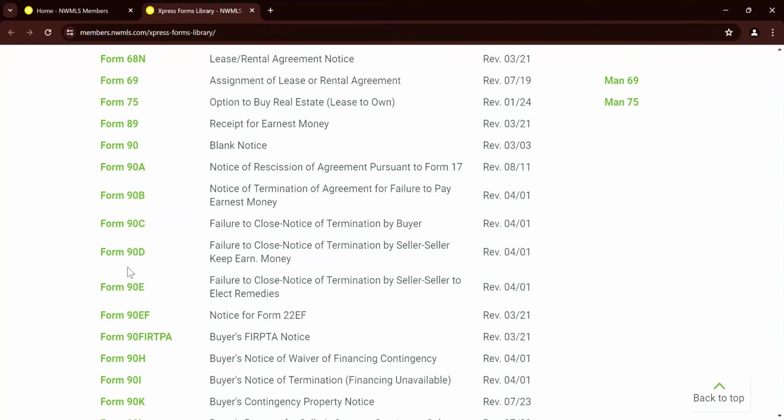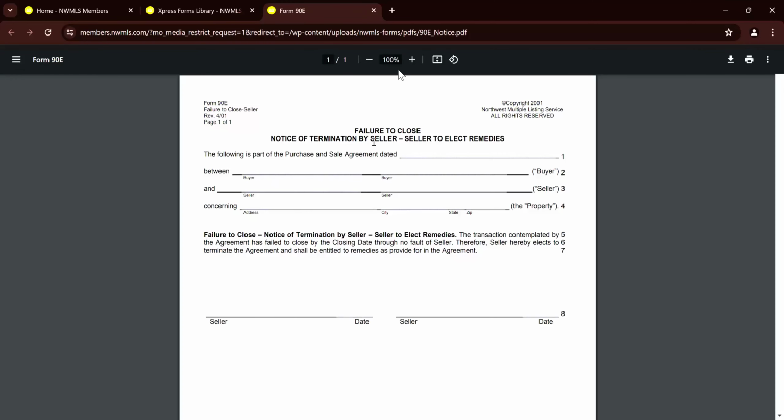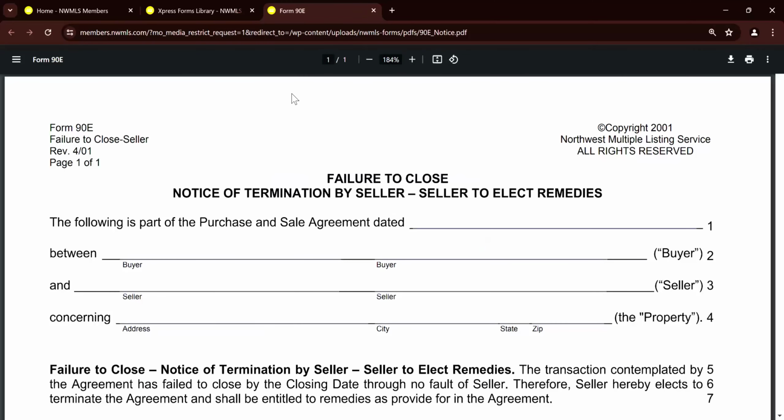All right, 90E, failure to close, notice of termination by seller to elect remedies. This is the situation where on the Form 21, our clients or somehow client, instead of marking the box of forfeiture of earnest money, chose the election of remedies box, which is absolutely insane. If you're representing a buyer, you're always marking that box for the release of earnest money in the event of default. You're just not going to do the other one.